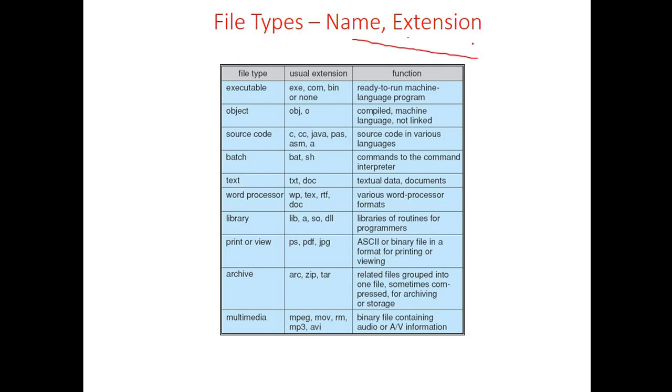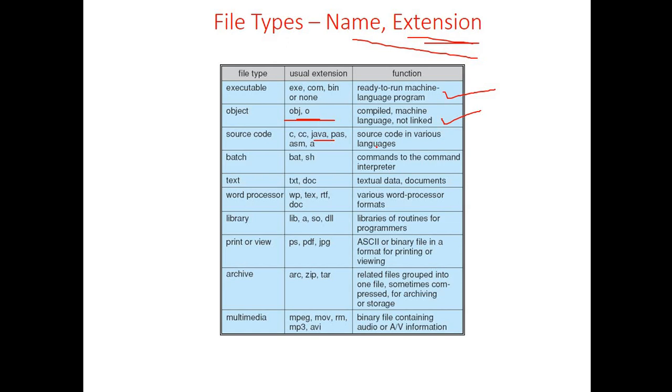Various types of files are there. The type of the file is identified by seeing its extension. The extension may be .exe, .com or .bin, or nothing. So the meaning of this is the file is a ready to run machine language program. Some files will be having an extension .obj or .o. That means it is a compiled file and it is in machine language and it is not a linked file. So that is the meaning of .obj file.